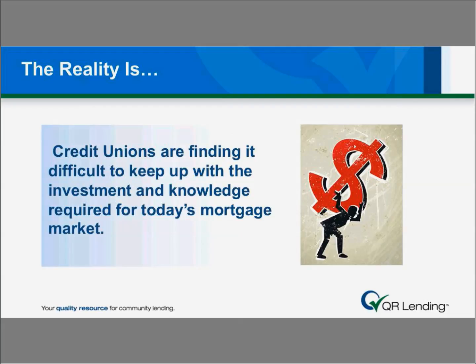But the reality is, credit unions are finding it difficult to keep up with the investment and knowledge required for today's mortgage market. Increasing costs plus increasing risk does not sound like a prudent business strategy. There must be a better way to satisfy your members' mortgage needs. And that is where QR Lending enters the picture.